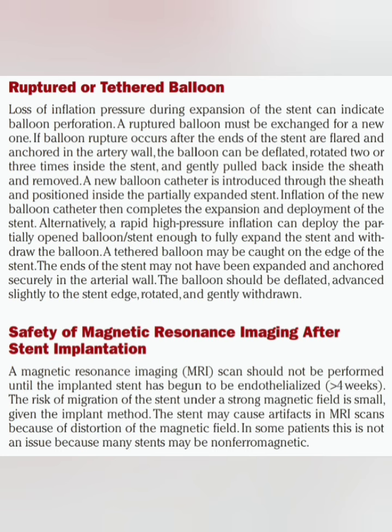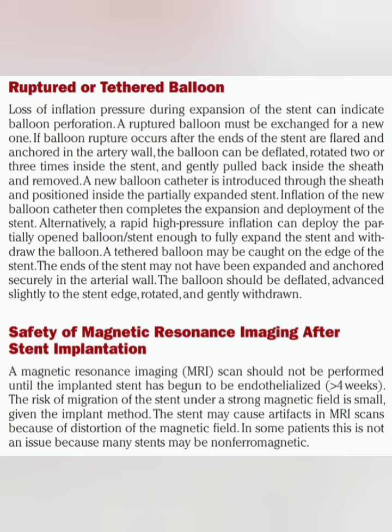Alternatively, a rapid high-pressure inflation can deploy the partially opened balloon stent enough to fully expand the stent and withdraw the balloon. A tethered balloon may be caught on the edge of the stent. The ends of the stent may not have been expanded and anchored securely in the arterial wall. The balloon should be deflated, advanced slightly to the stent edge, rotated, and gently withdrawn.